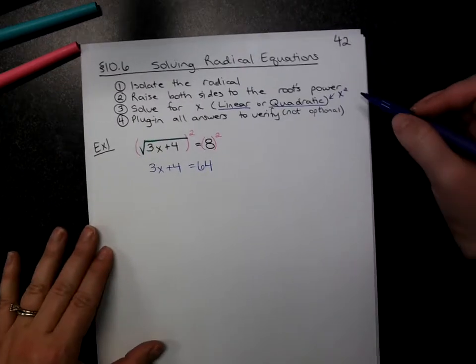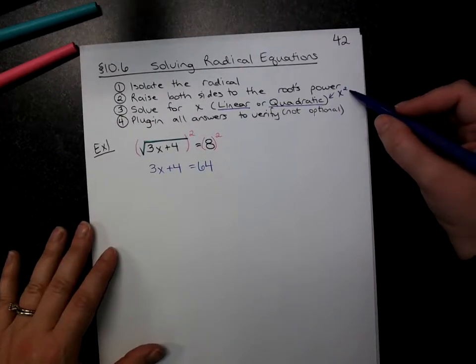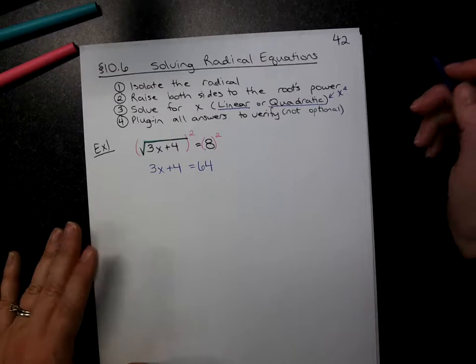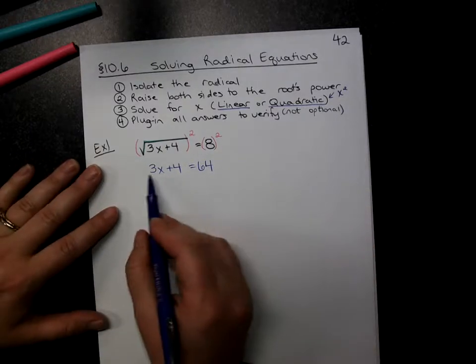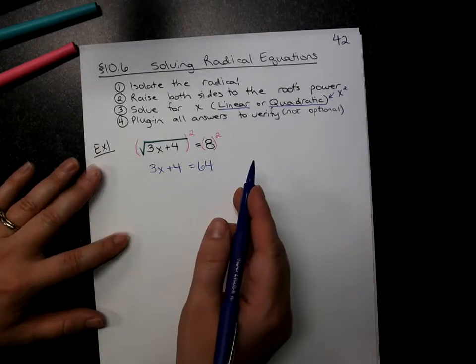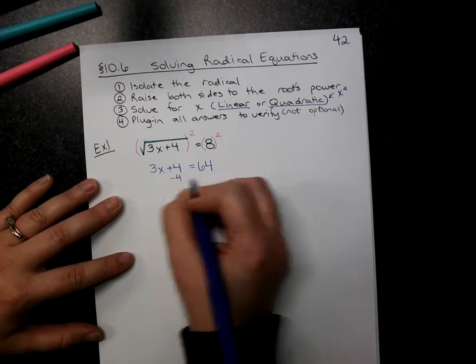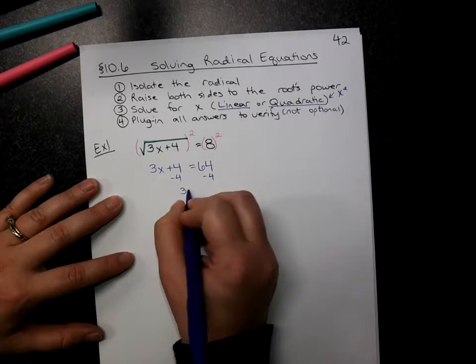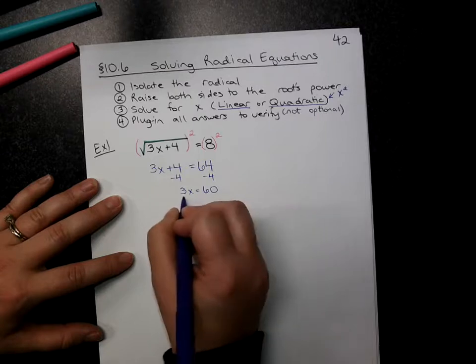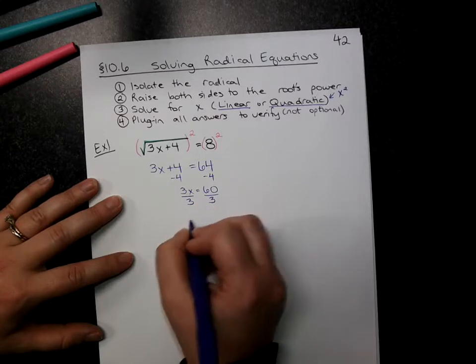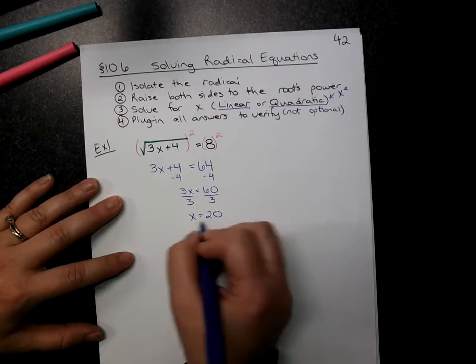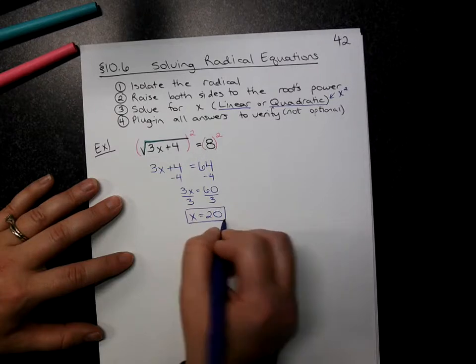And we'll get used to that more in the next chapter, but when you have an x squared term, there's a different way of solving it. So this does not have an x squared term, it's just a simple linear solve. So I'm going to move that 4 to the other side. That gives me 3x equals 60. Divide both sides by 3, and x equals 20. And that is my final answer.